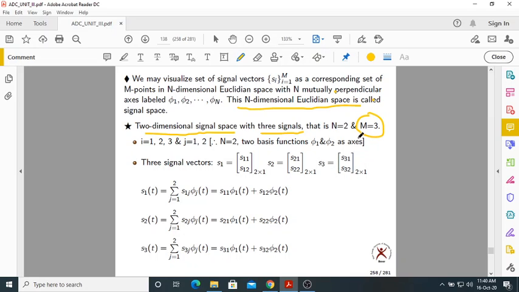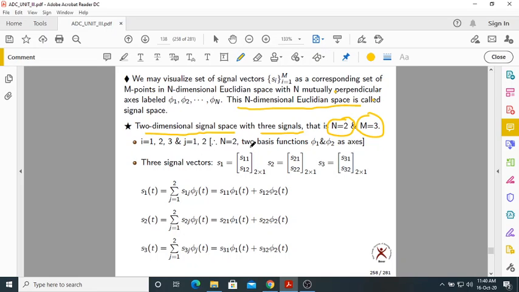We have 3 energy signals and we have 2 basis functions. Obviously, as I told you, M must be greater than or equal to capital N. Here I have taken M more than N. You can take equality also. So capital M will always be greater than or equal to small n. I have taken it for example purposes only. Now, i varies from 1 to M, which means 1 to 3. j varies from 1 to capital N, which means 1 to 2.